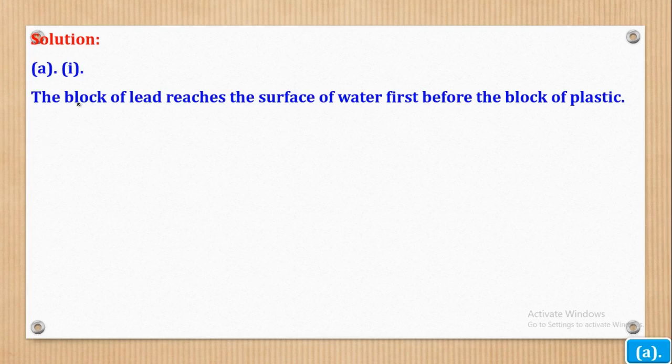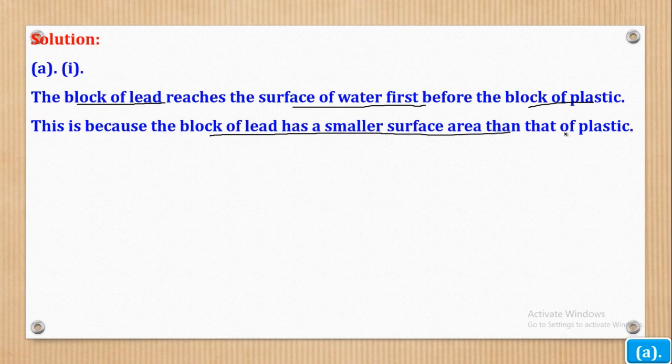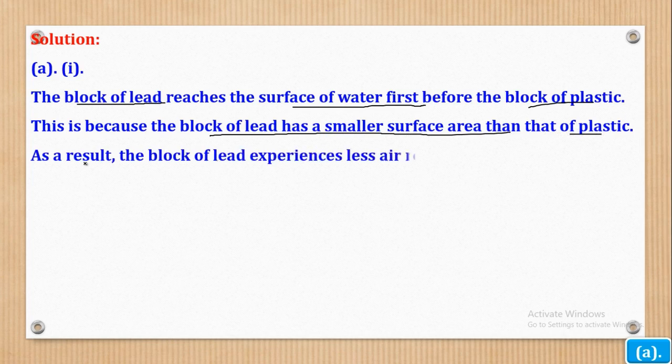So we shall say that the block of lead reaches the surface of the water first before the block of plastic. Why? The reason is because the block of lead has a smaller surface area than that of plastic. And as a result, the block of lead experiences less air resistance than that of plastic.